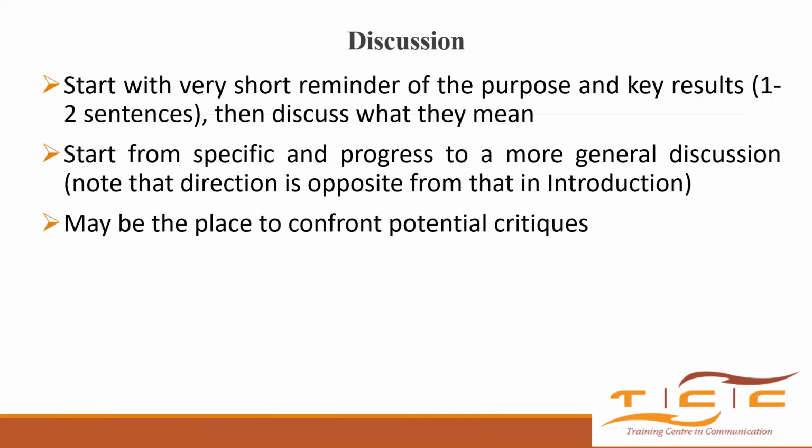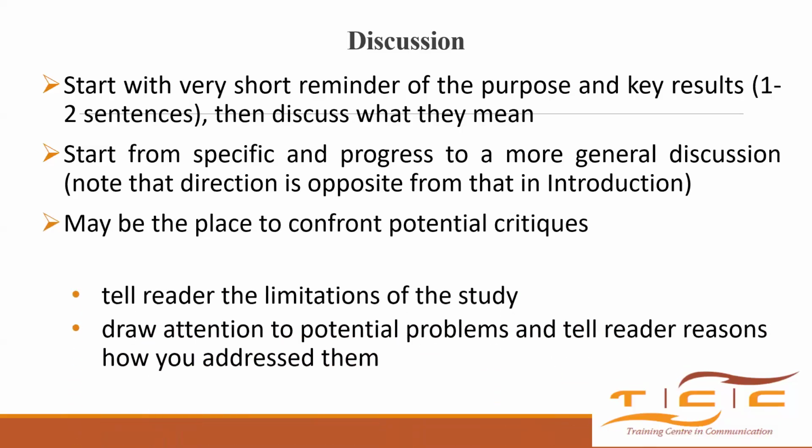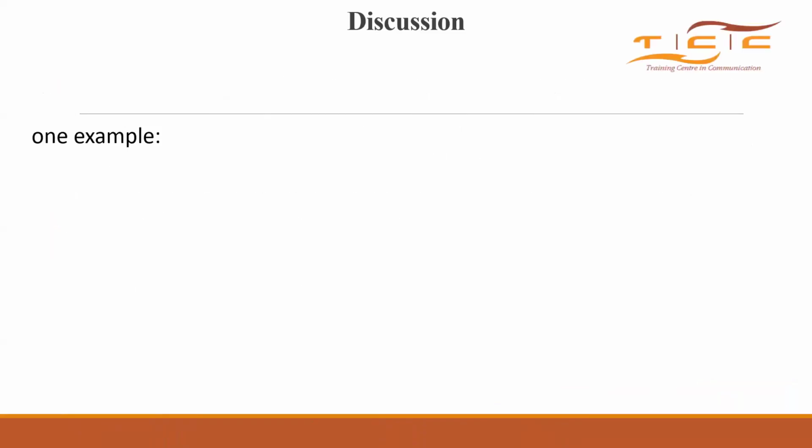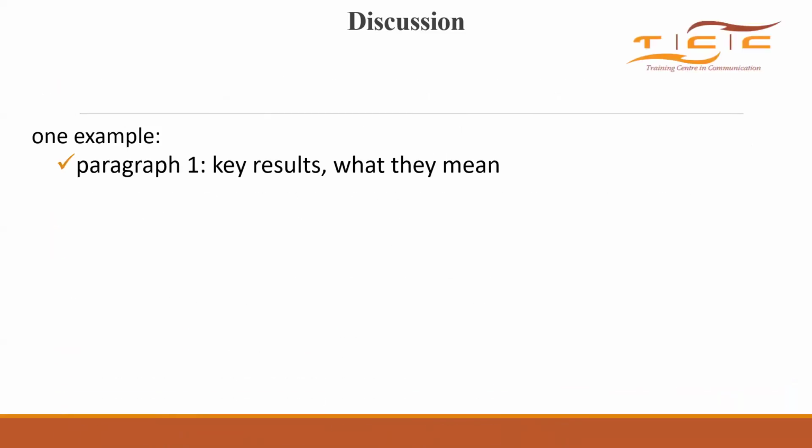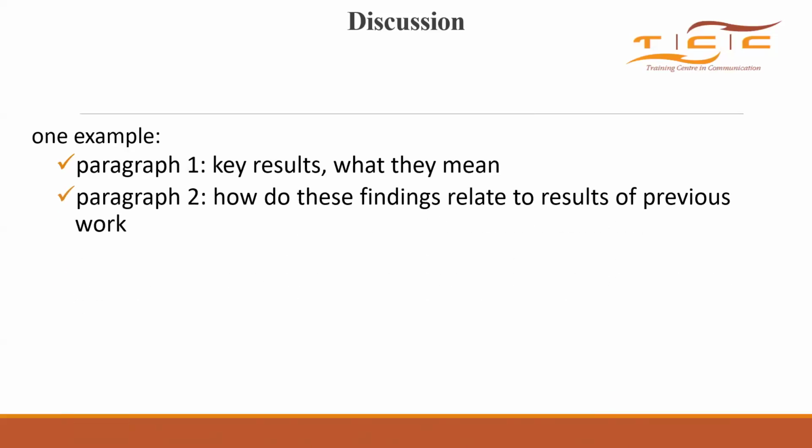Okay, this is also maybe the place to confront potential critics. If somebody was going to ask you, okay, how did you deal with the loss of certain subjects in the study? Then in the discussion is where you are going to talk about how that happened. Okay, one example is start the first paragraph with the key results and what they mean. Paragraph 2, how do these findings relate to results of previous work? In the discussion also, try to structure your discussion to follow the results. You remember the methodology, the results will follow. We start with methodology, then we follow with the results, then we follow with the discussion.